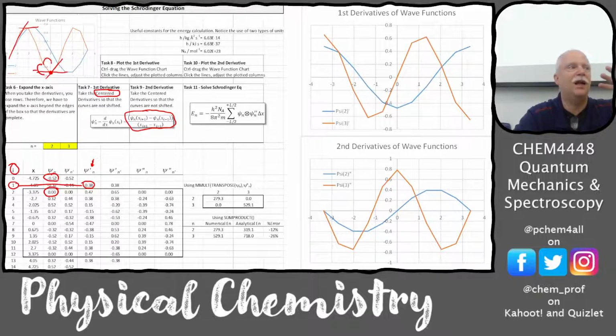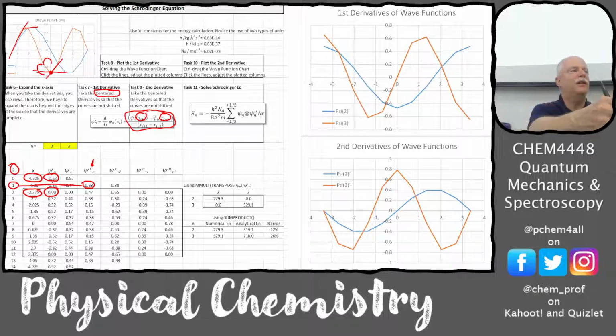It actually takes into account 3 points, okay? And that's the psi of x plus 1 minus the psi of x minus 1. This is the x plus 1. This is the x minus 1. I plus 1, I minus 1. And then divided by x of I plus 1 minus x of I minus 1. Do you see how it's centered?